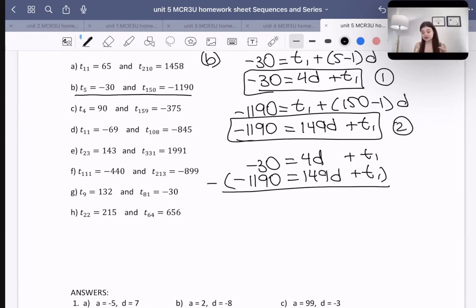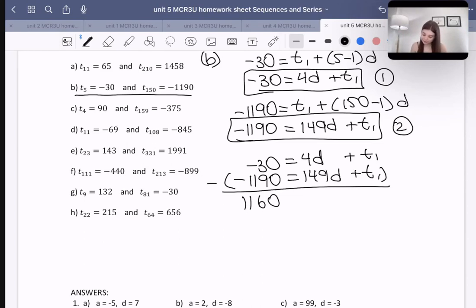And it is faster to do elimination here, I would argue, because we already have a t1 in both equations, and so it's very quick and easy to do that. Okay, so negative 30 minus negative 1,190, well, that's going to be a positive number. That's going to actually give us positive 1,160, because we're doing negative 30 and then plus 1,190, since the two negatives together make a positive.